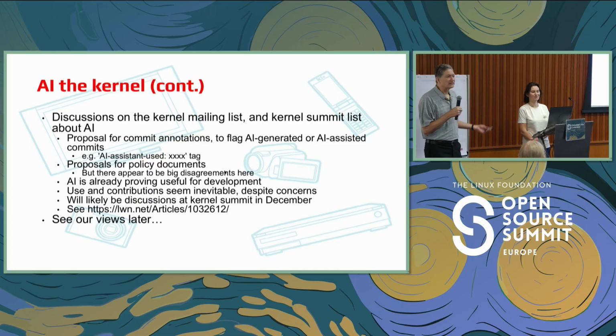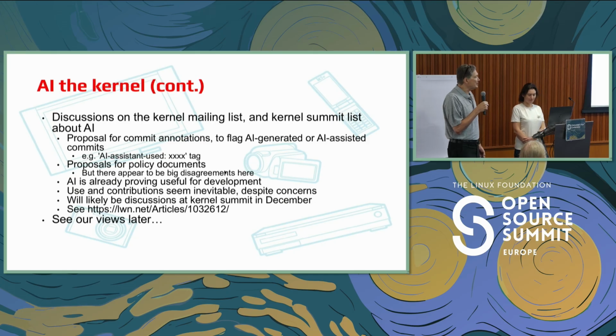These discussions are ongoing on both the Kernel Summit list and on the mailing list. Some concrete proposals that have been suggested are commit annotations, where you put a tag saying that a particular AI assistant was used. People want to include the name of the AI assistant so they can tell over time if certain AI agents are better at doing code than others. Or if they find out that one has problematic licensing issues, they have flags they can use to go find code if it needs to get ripped out in the future.